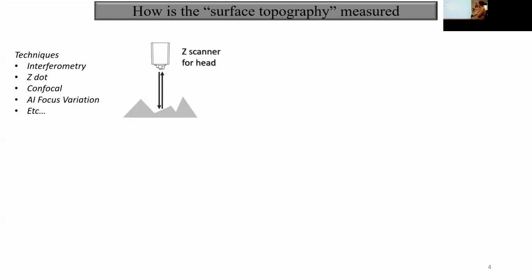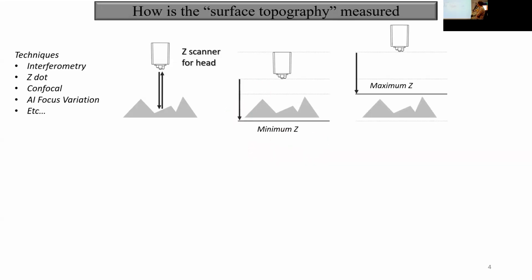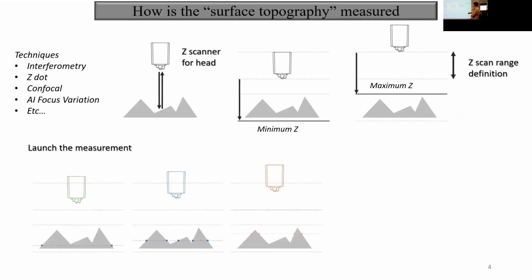You are scanning the sample with the head, with a motor or with a piezoelectric, and you set a minimum height and a maximum height, so you define a certain range. Then you launch the measurement, and the scanner scans in this range and looks for the points on the surface that are giving a positive answer, with interferometry or confocal or whatever.